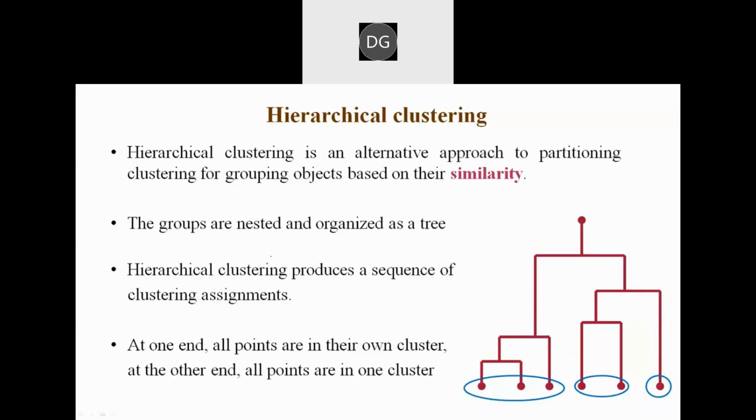So it is an organized and tree-like structure. Hierarchical clustering produces a sequence of clustering assignments. At one end all points are in their own cluster, and on the other end all points are in one cluster. All points in their own cluster is nothing but the leaf nodes, and all points in one cluster means the root node.